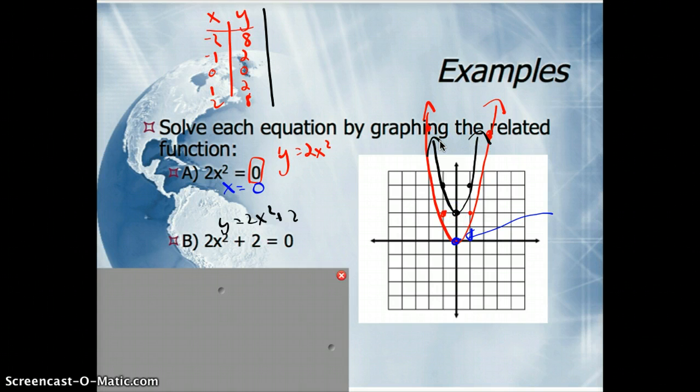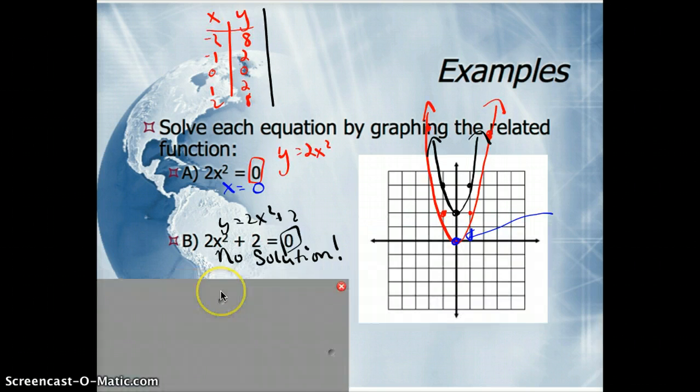Now here, this looks a little bit tricky, I think you may realize. When we're trying to find my solutions, I'm looking for values when y equals 0. And as you can see, this never, ever crosses the x-axis. So there's never a case where this happens in the real number world. So we're going to call this no solution.